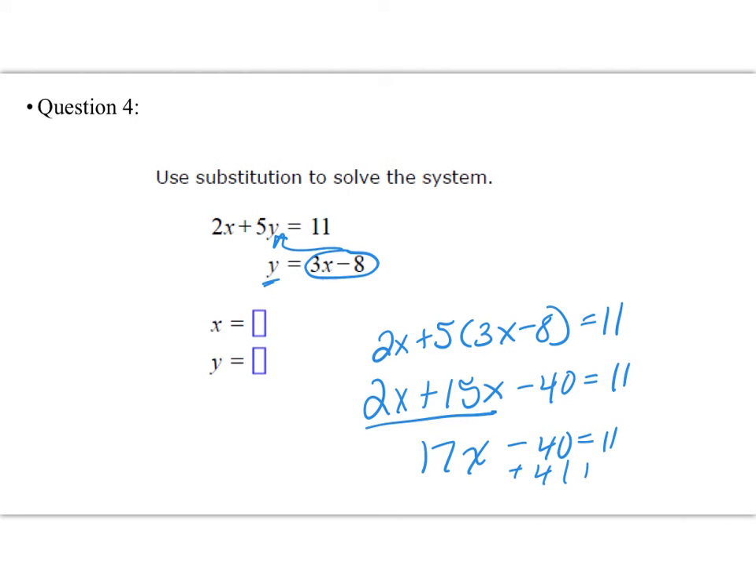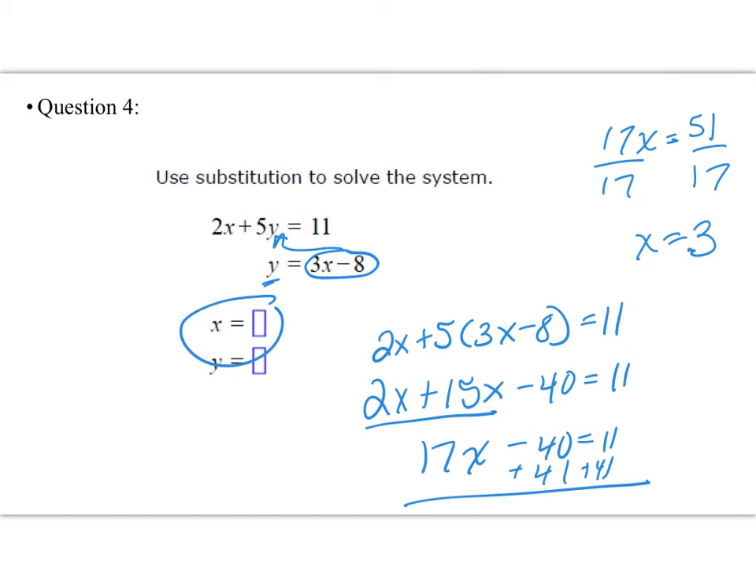Add 40 to both sides. So we get 17x is equal to 51. And divide by 17, and you get x to be 3.